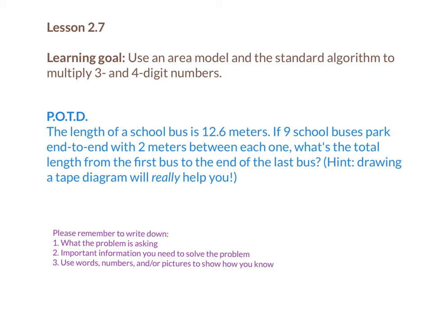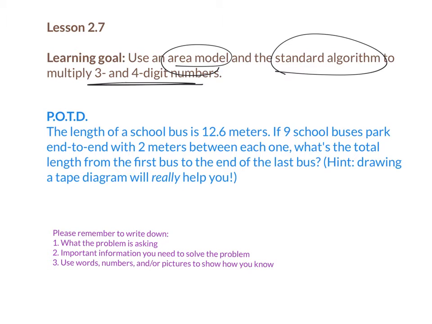Okay, so now we're doing lesson 2.7 still, module 2, lesson 7. And your learning goal seems very similar to what we did last week, huh? Yeah, it's to use two ways to do multiplication. We're going to use the area model and the standard algorithm to multiply, but now we're going to do 3 and 4 digit numbers. So the numbers just keep getting bigger and bigger.